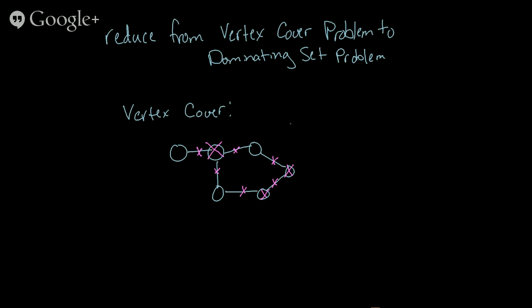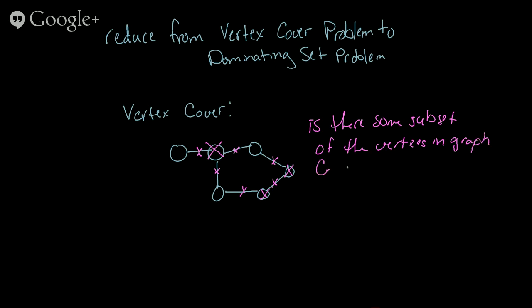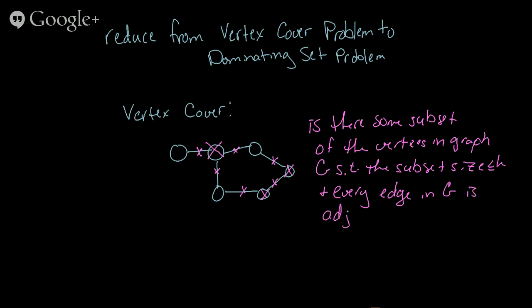And so your vertex cover problem is basically just asking, and this is the decision version of the problem, is there some subset of the vertices in graph G such that the subset size is less than or equal to some number K, and every edge in G is adjacent to a vertex in the subset?